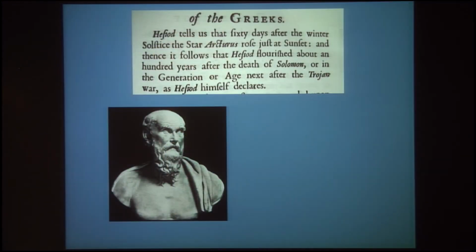Here's a remark, and this is one of the critical pieces of data that Newton uses. This remark, he says, Hesiod tells us that 60 days after the winter solstice, the star Arcturus rose just at sunset, and it follows, he says, that Hesiod flourished about 100 years after the death of Solomon, or in the generation or age next after the Trojan War, says Newton, as Hesiod himself declares. Now, this is a remark concerning the much debated acronychal rise of Arcturus in Hesiod's Works and Days. You cannot calculate accurately with that.